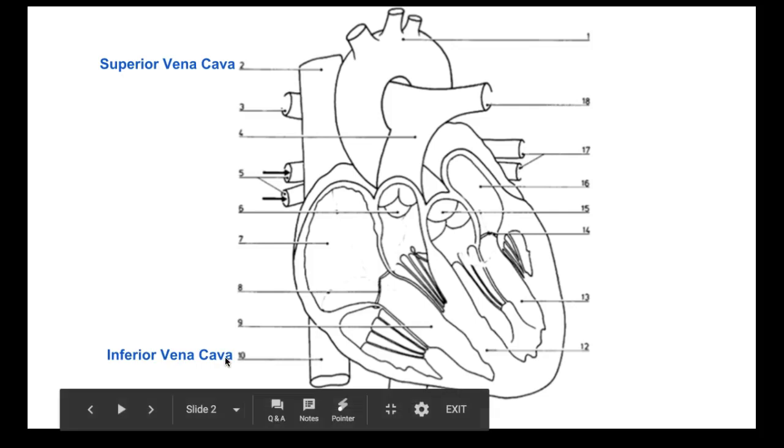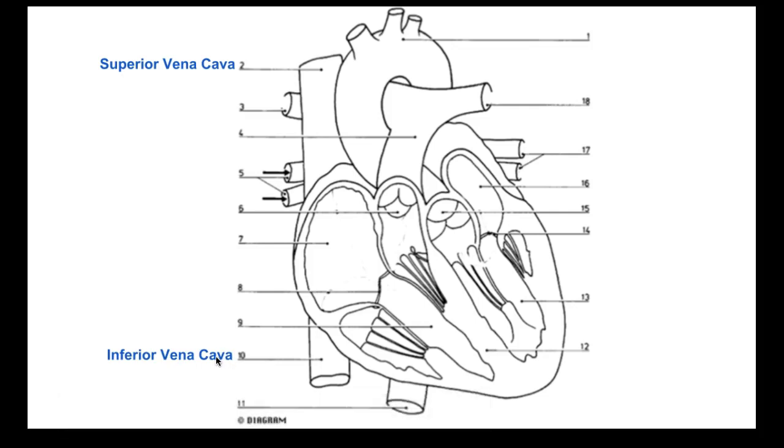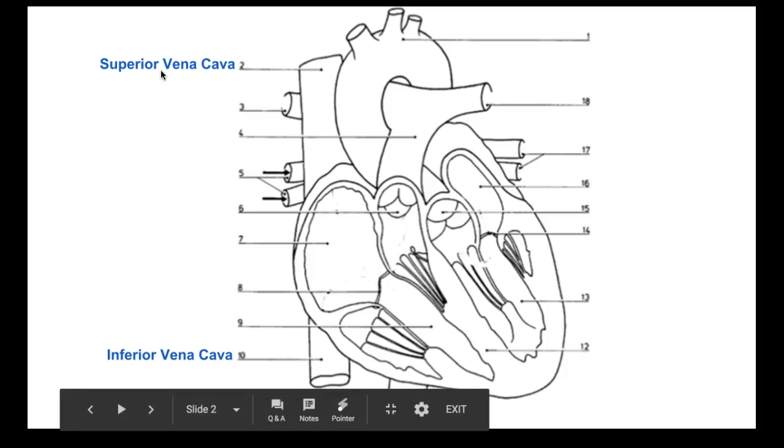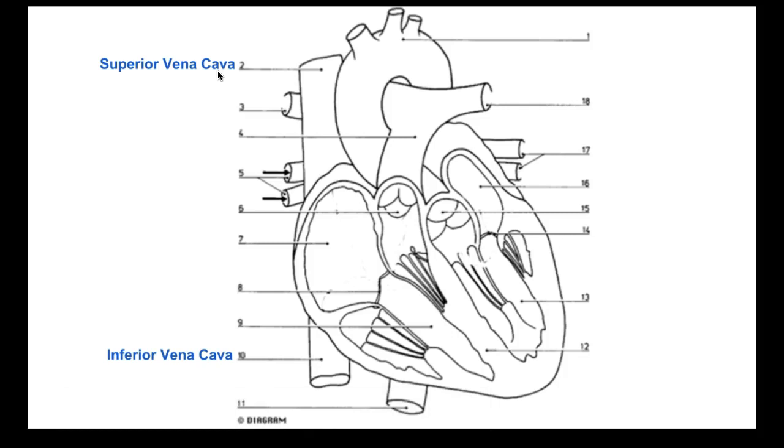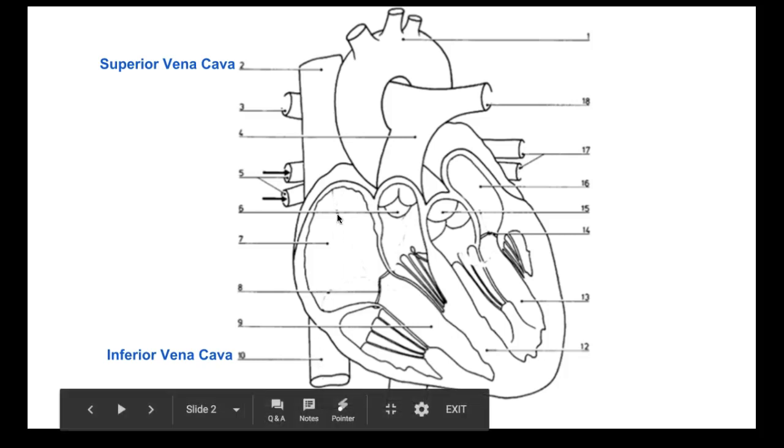The inferior vena cava is bringing blood as well from the body. This is going to be from below the heart. Superior is going to be bringing blood from above the heart. Superior means above, inferior means below, and then vena cava just means large vein. It's the giant vein leading back to our heart. So that leads into this chamber up here, number 7, which is called the right atrium.